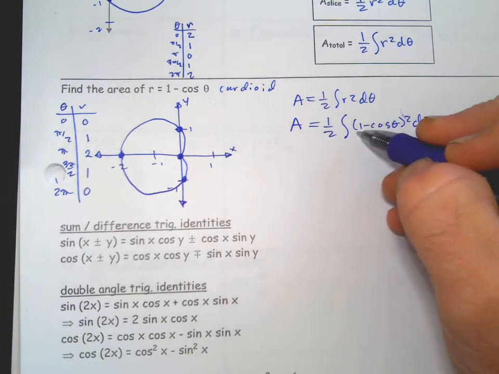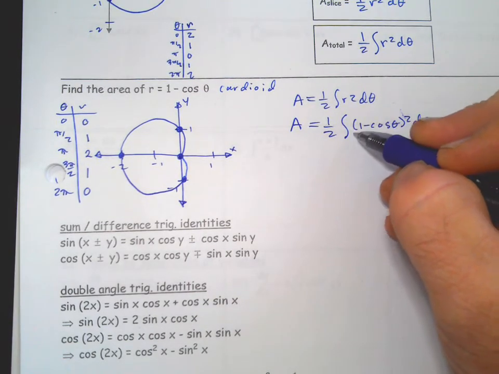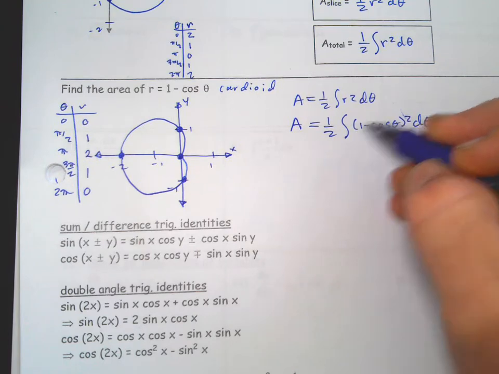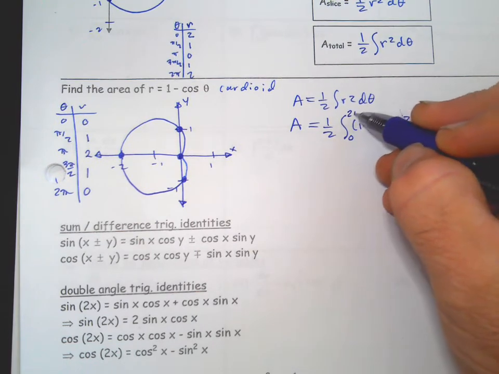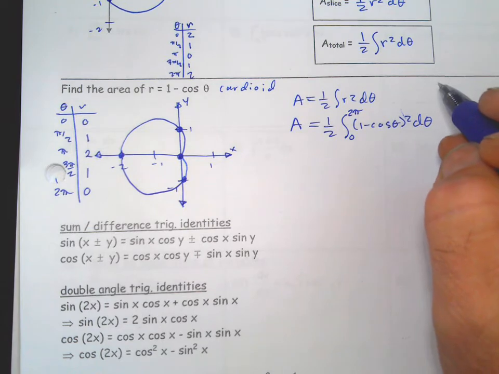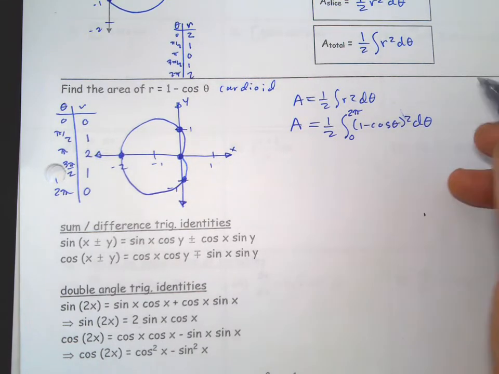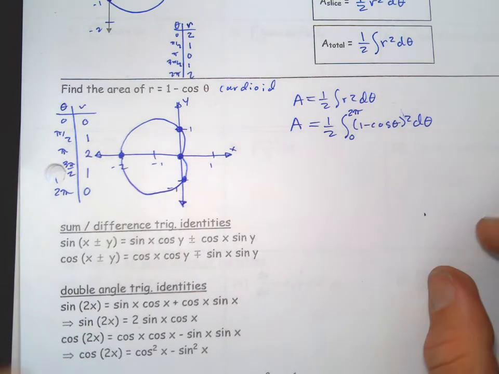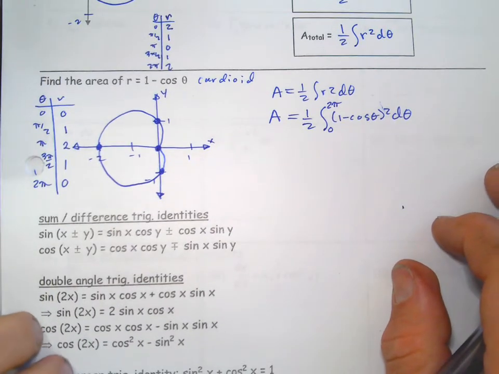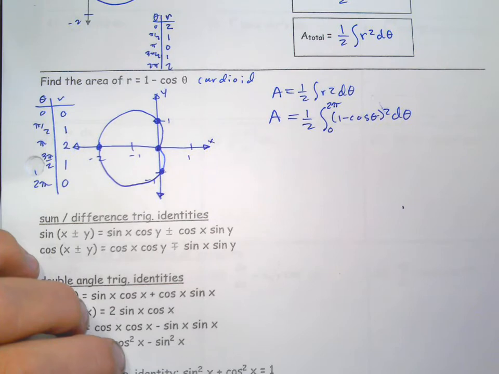the limits are going to be what it would take to create the whole shape. So cardioids and limacons are 0 to 2 pi. The circles are usually 0 to pi. And some of the rose curves are 0 to 2 pi, some are 0 to pi. So you just have to be paying attention to what the limit should be. And so that's how we're going to find it.